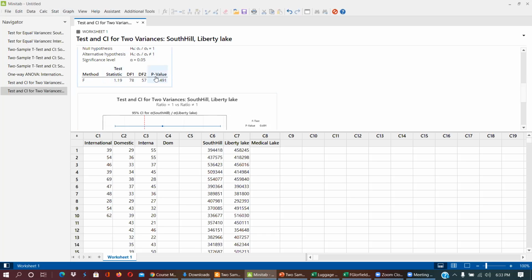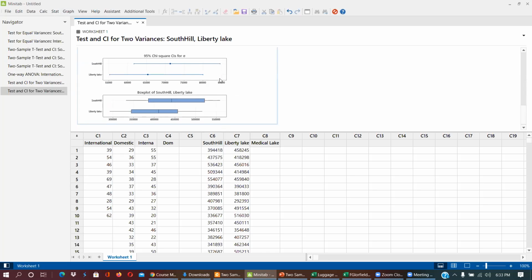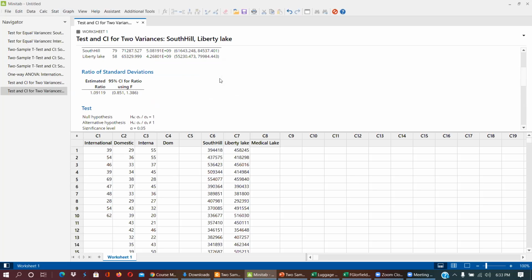So this is a p-value. What is the meaning? The null hypothesis is accepted, which means their variances are equal. We can assume equal variance. So this is the case of testing the variance. Similarly, you can test for proportion.